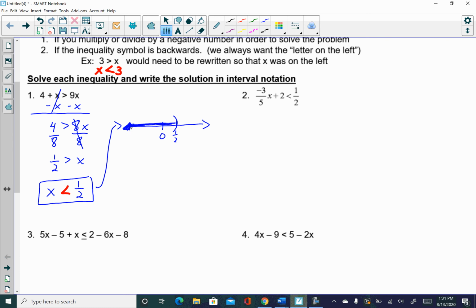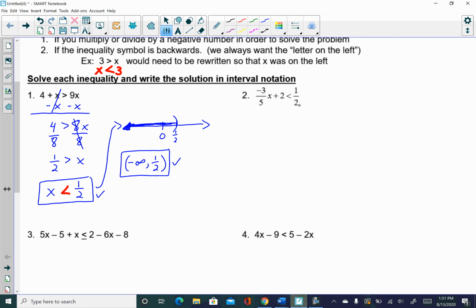And so then if I were to write this in interval notation, my shading is coming in from negative infinity and stopping at 1/2. Like I've already said, infinities always get parentheses, and then the 1/2 would also get a parenthesis here. So here's your solution, here's your interval notation, final answer, okay? All right, let's look at number 2.